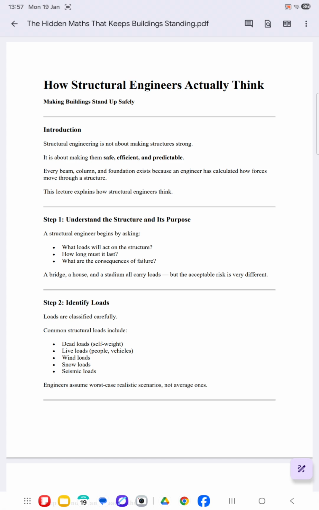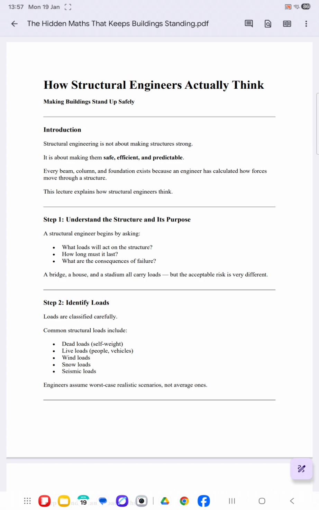A structural engineer begins by asking what loads will act on the structure. How long must it last? What are the consequences of failure? A bridge, a house and a stadium all carry loads, but the acceptable risk is very different.